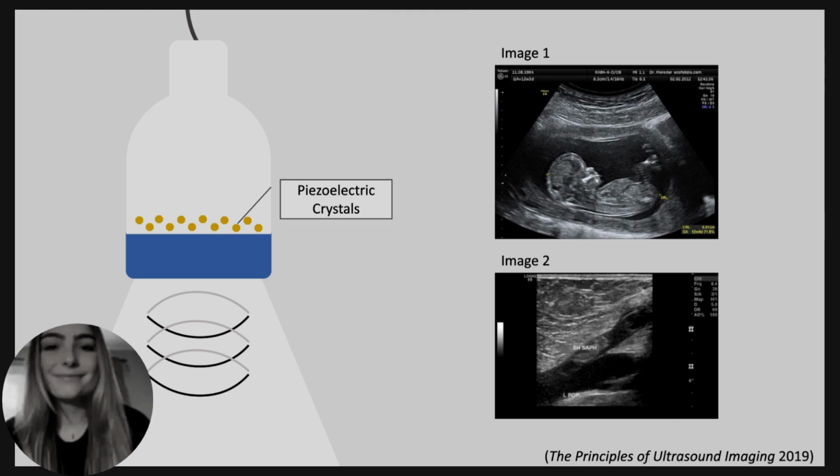Some internal properties do not reflect waves back, such as fluids, blood, amniotic fluid in the womb, and urine. These will appear as black on the image.